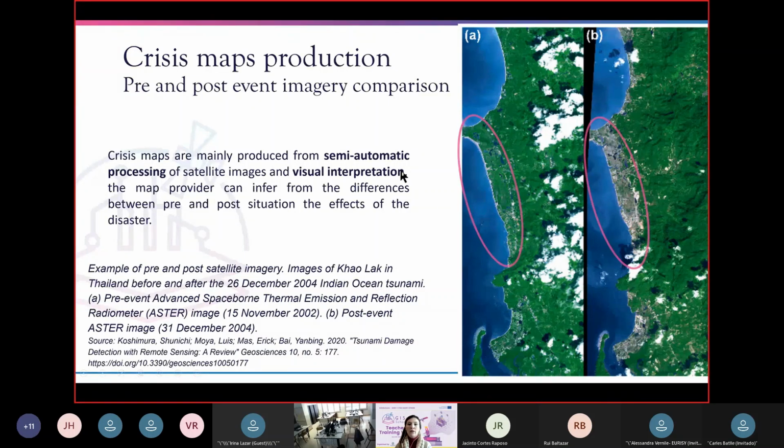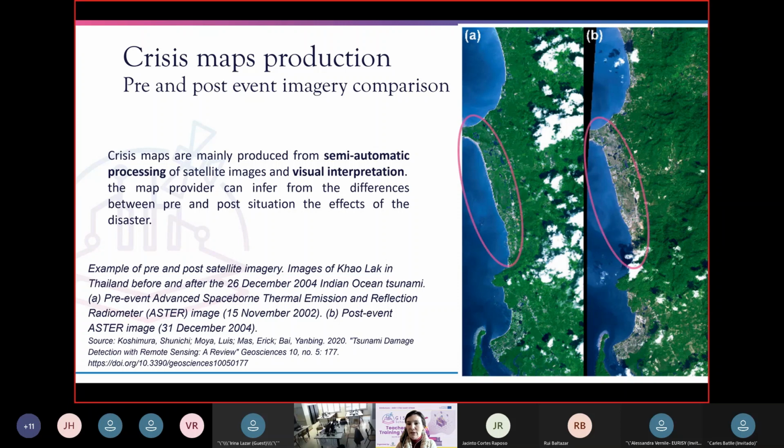Okay, so we were discussing the crisis maps production. So first of all, what we said is that we are going to use satellite imagery, and in particular we are going to use pre and post satellite imagery to be compared in order to check what has happened in the area of interest.